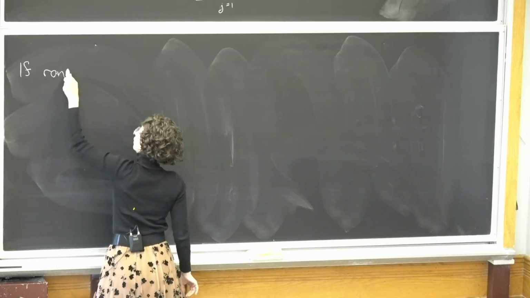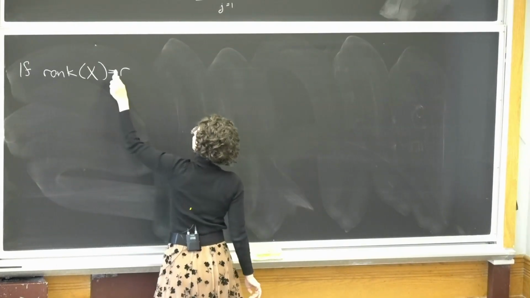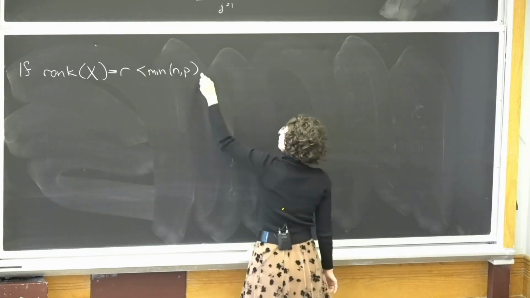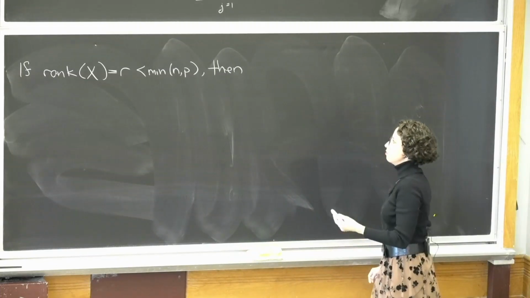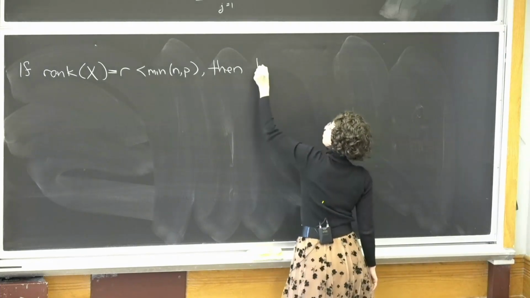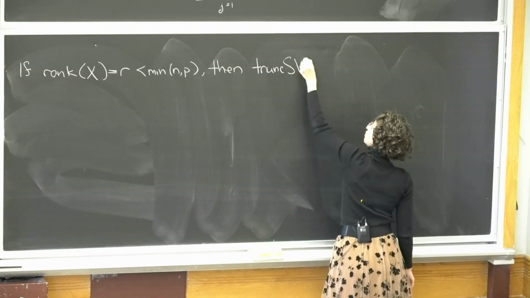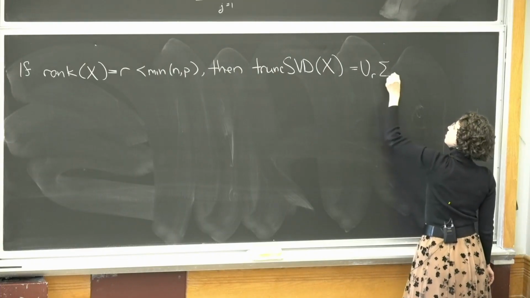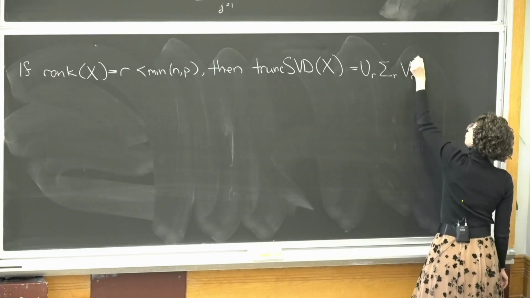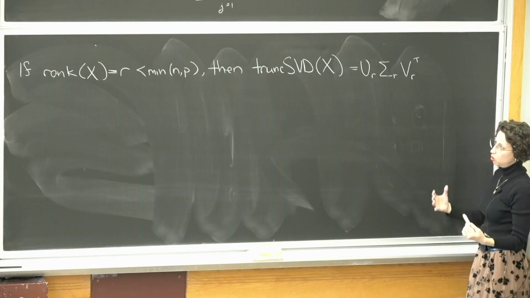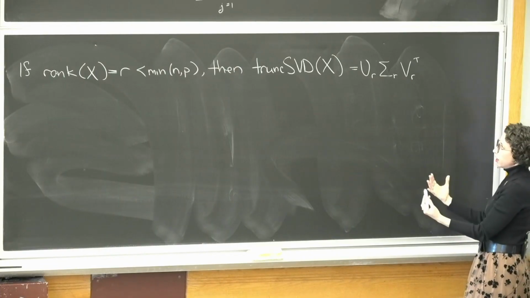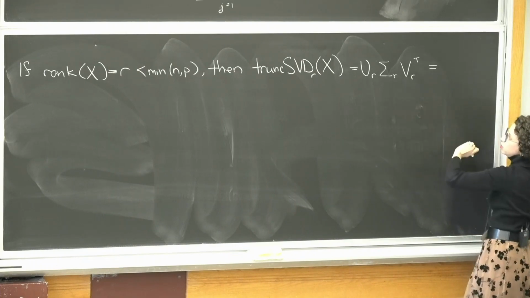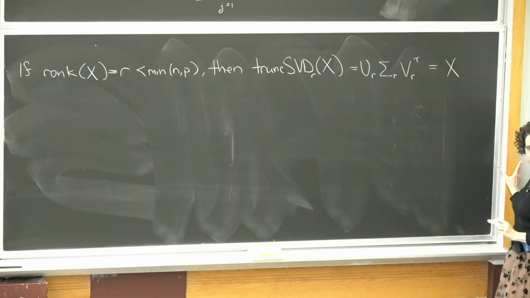So if the rank of X is equal to R, and R is less than the minimum of N and P, then what I can do is compute the truncated SVD of X. I'm just going to write this as the truncated SVD of X, and that is U_R Sigma_R V_R transpose. So if I have a rank R matrix and then truncate the SVD to have only R components, then this product corresponding to the truncated SVD is going to exactly equal X.